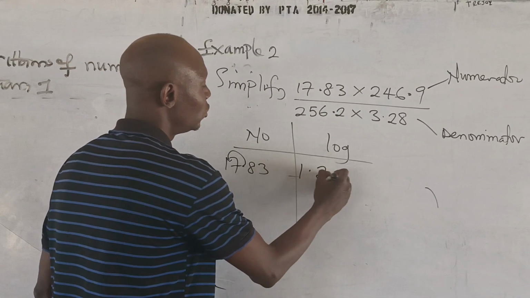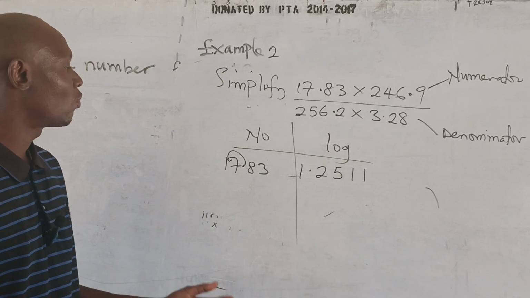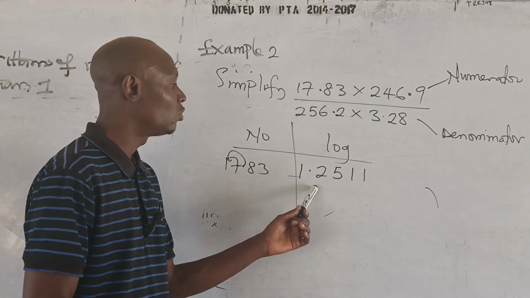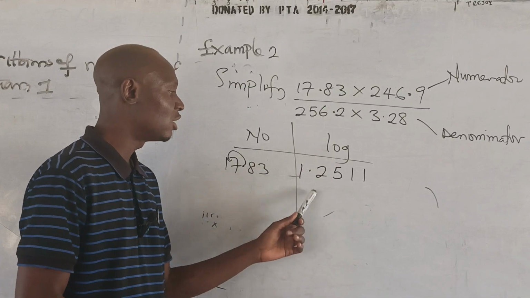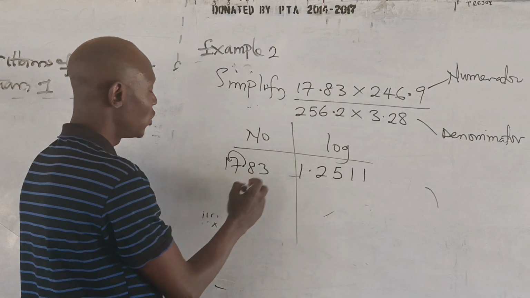We have 2511. So 17 under 8 difference 3 will give us 2511. So we have 1.2511.